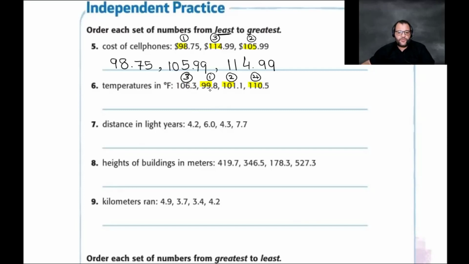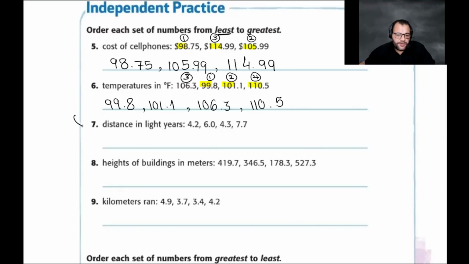Thank you. Okay. So the first number would be 99.8. After that, 101.1. The next is 106.3. After that, 110.5. So Malik would be the next one. Then Mr. Hamza, then Yusuf Khattabi. Now I need someone for question number 7.